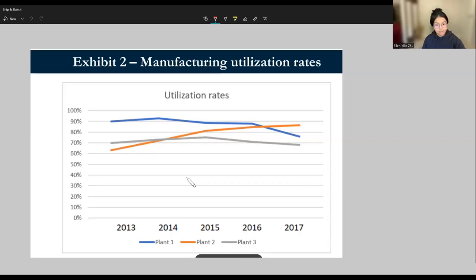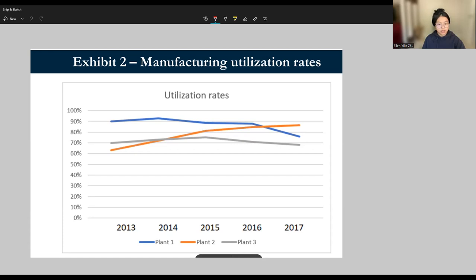So I actually do have some information on that. I'm going to open up an exhibit for you, and just let me know what you think or what you see. Give me half a second. Great. So from this chart, we can see different manufacturing utilization rates. The three plants, are they all our plants, or are they prospective plants that our client is considering using to manufacture their new hot tiles?